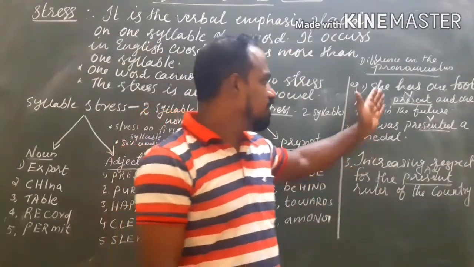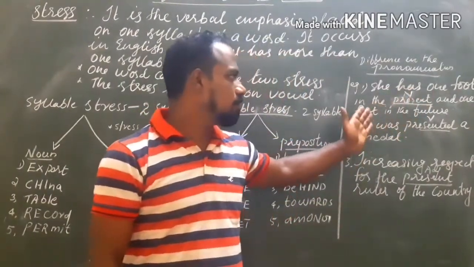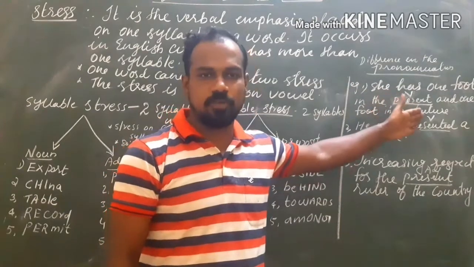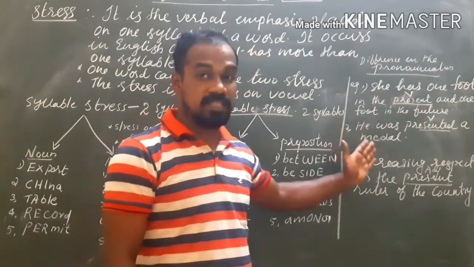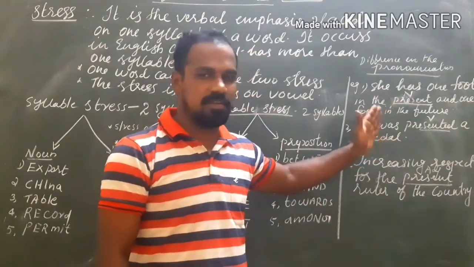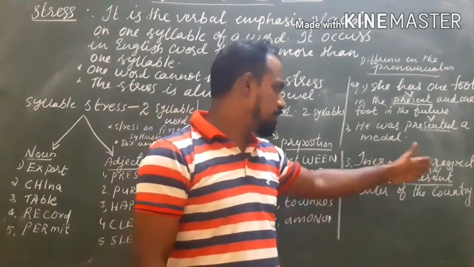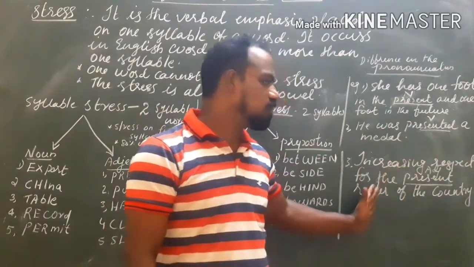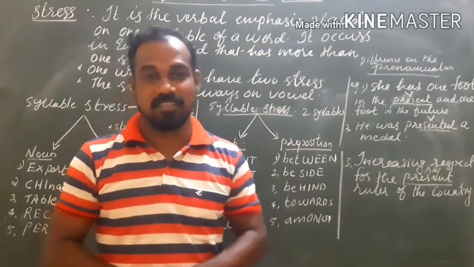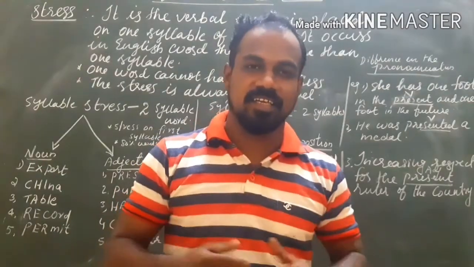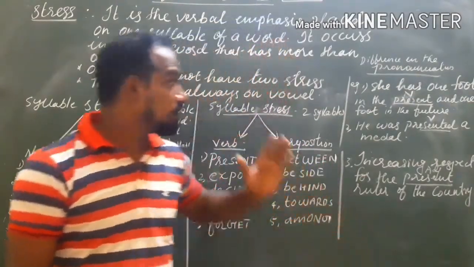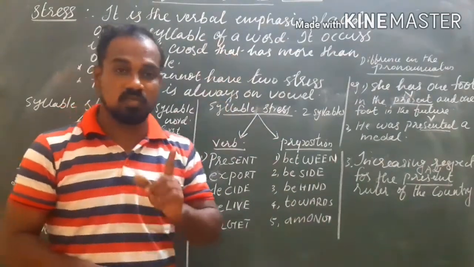So once again, she has one foot in the present and one foot in the future. He was presented a medal. There is increasing respect for the present ruler of the country. See, this is the way the differences come. This is the first part I explained to you. This syllable stress is part 1.